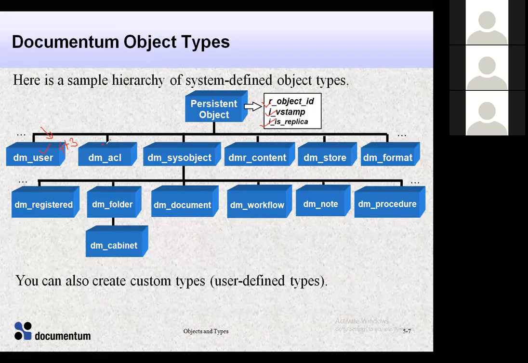Let's say these all have three properties of their own. Just for understanding, dm_sysobject, dm_acl and dm_content each have three of their own properties, plus three from this.